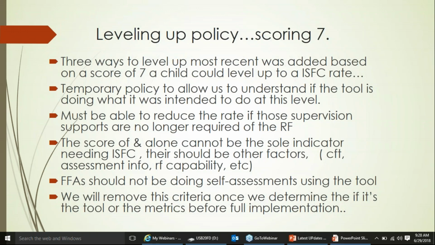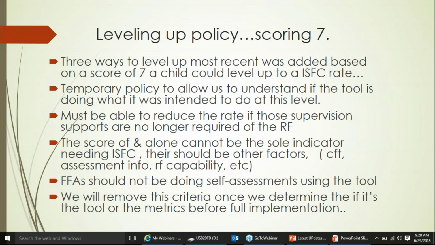My response to that is that the LOC rate determination can only be done by the county social worker or the probation officer. So FFA should not be doing the LOC rate determination tool. And there are reasons for that. The rate determination process was set up for counties to work in conjunction and partnership with you, agencies, and resource parents, if you're doing the teaming, to make those rate determinations. But this temporary policy was to allow us, as I said earlier, to understand the tool is doing what it's intended to do at that level.